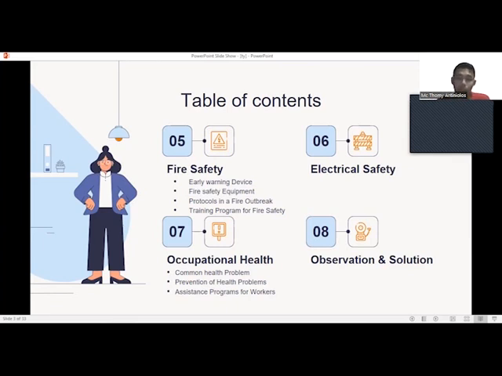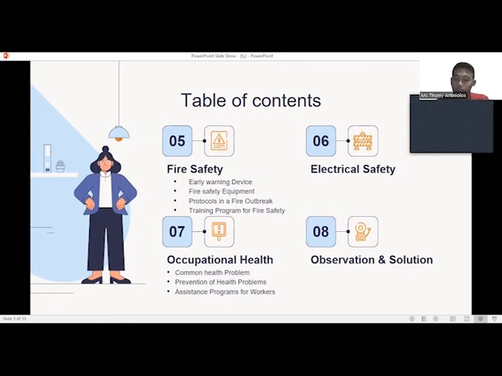Number 7, occupational health. Common health problems: in this topic, we will talk about the common health issues that the facility's employees frequently come across in their line of work. Prevention of health problems, where we talk about the steps taken by management to avoid such health issues. Assistance programs for workers, where we explain the support initiatives that the management group offers to the employees.